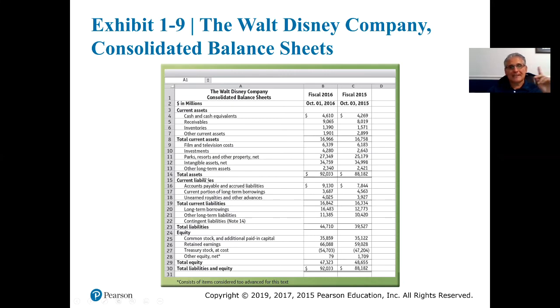Total assets, $92,033,000,000, equal liabilities, $44,710,000,000, plus stockholders' equity, $47,323,000,000. So when you add $44,710,000,000 to $47,323,000,000, when you add those two together, you're going to get $92,033,000,000. That is equal to total assets. So these two numbers have to be equal.